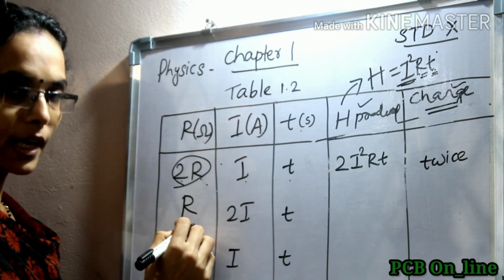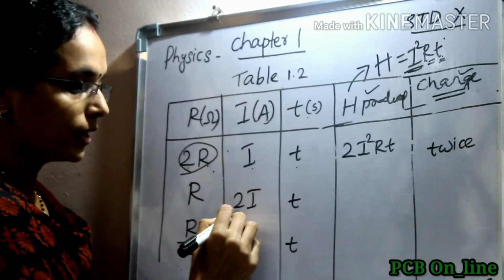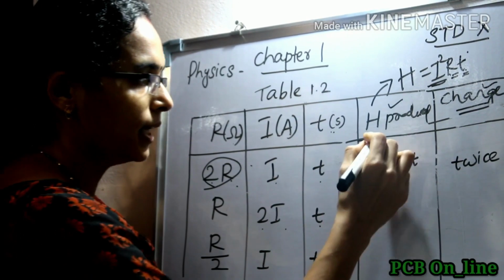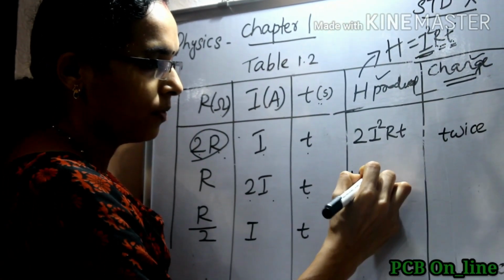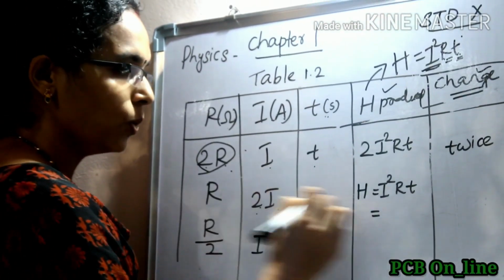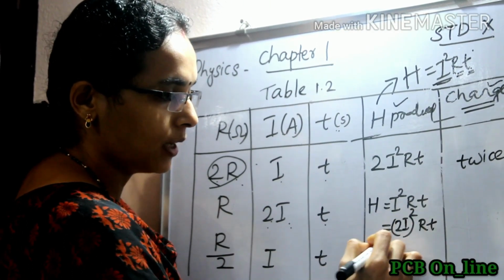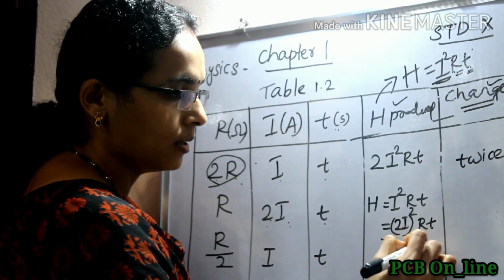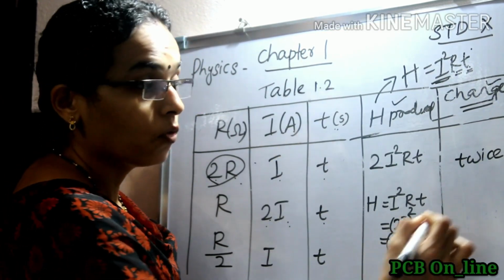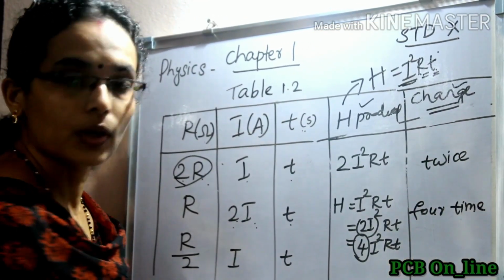Now the second case is R is R itself and I is changed to a new value 2I. T is T itself. Now what is the heat energy produced? H is equal to I square RT. Here I is 2I, so it is 2I whole square into RT, which is equal to 4I square RT. That is, the new value of heat is changed by 4 times.